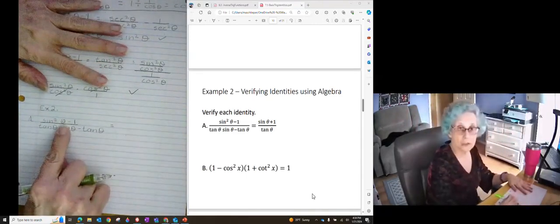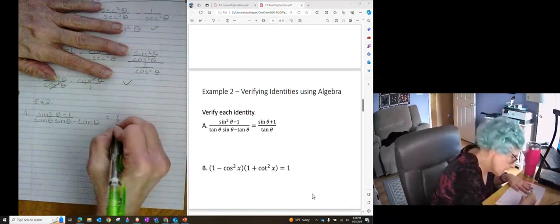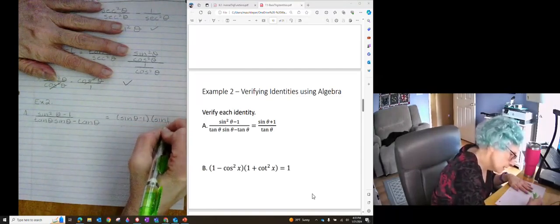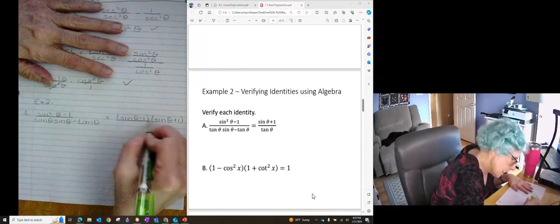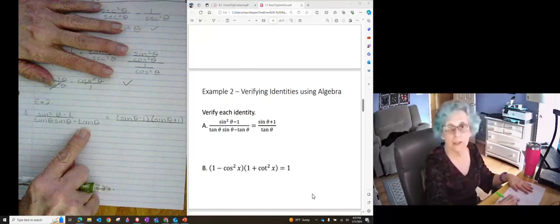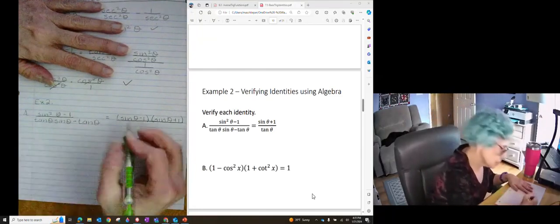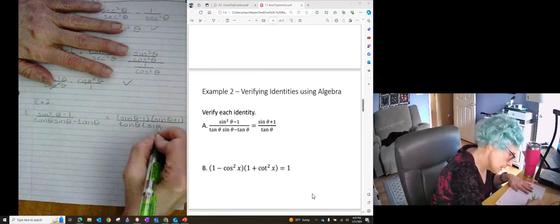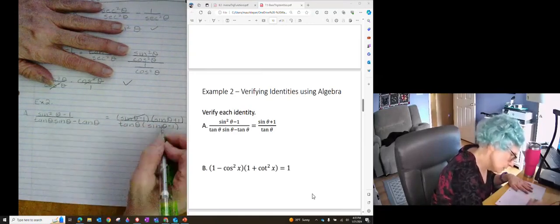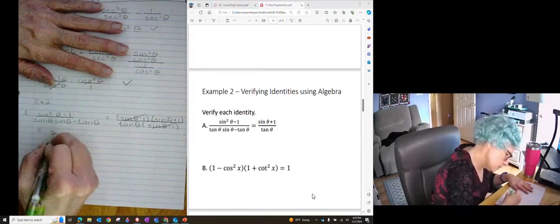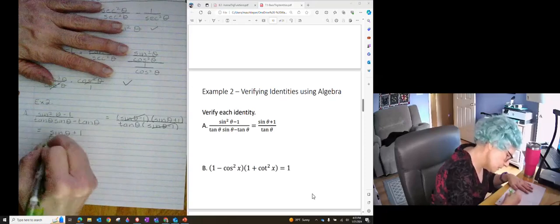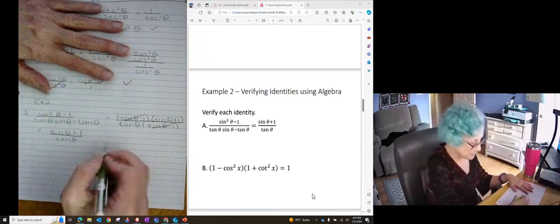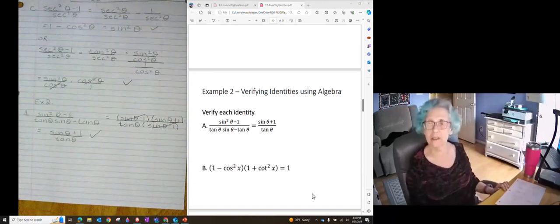I'm going to factor this numerator. I have a difference of 2 squares. This is sine of theta minus 1 times sine of theta plus 1. I look down below and I realize, ooh, I have a common factor of tangent of theta. So tangent of theta times sine of theta minus 1. Go away. Leaves me with sine of theta plus 1 over tangent of theta. And then I look back up and I'm really happy because that's exactly what I wanted it to be.